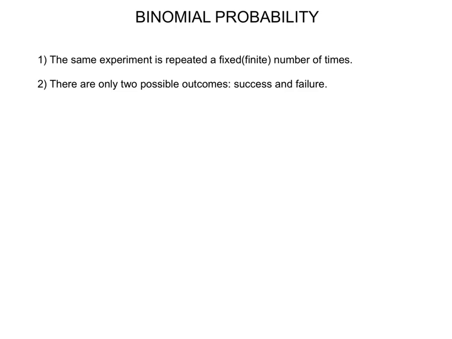Next, the experiment has to have only two possible outcomes: success and failure. So for example, we might say tossing a coin, it's either heads or tails. Or if you're rolling a die and you want to know the probability of getting a 4, the success is you get a 4, the failure is you don't get a 4.